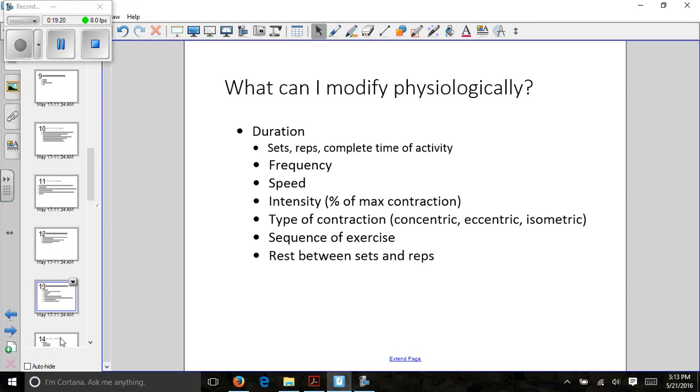Different things that you could modify physiologically. We'll talk about all of these in a prescription. You can change the duration. You can change how many times they're actually going to complete the exercise, how often are they going to do the exercise, what is the speed in which you want them to do the exercise, what's the intensity. We already talked about different types of contractions, in what order are you going to prescribe the exercises, and then what's the appropriate amount of rest.